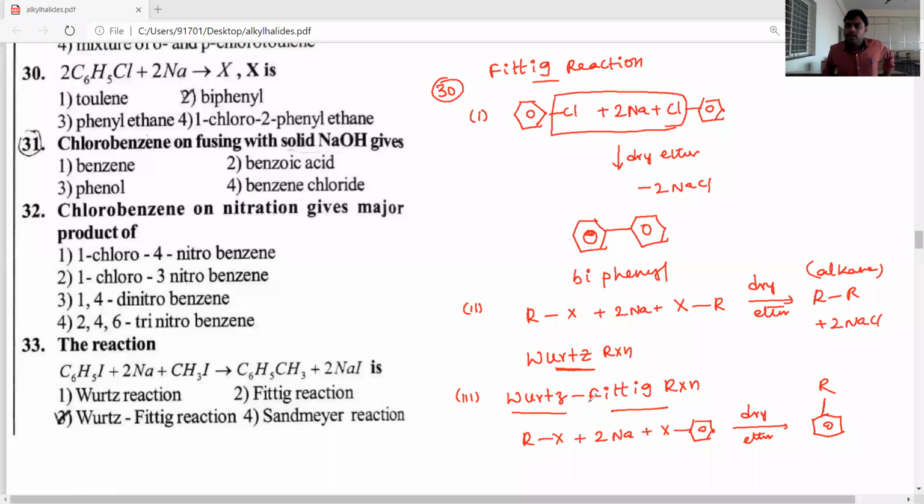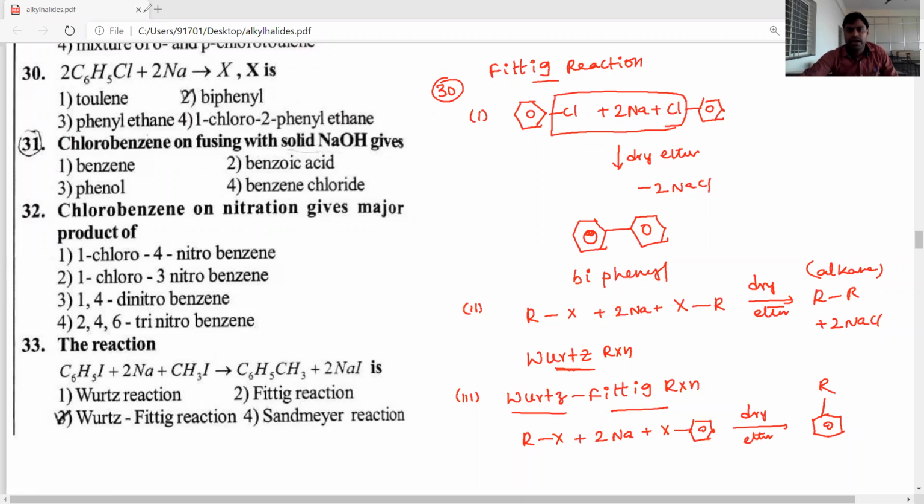Just one only they ask. 2 moles of chlorobenzene react with sodium metal in the presence of dry ether. What is the product? The product is biphenyl. Sometimes only the product they will give. What is the reaction name? The reaction name is Fittig reaction. Instead of aryl halides, if 2 moles of alkyl halide are present, Wurtz reaction. If one alkyl halide and one aryl halide are present, it is a Wurtz-Fittig reaction. And product names are also important. Okay, let's go for the next question.